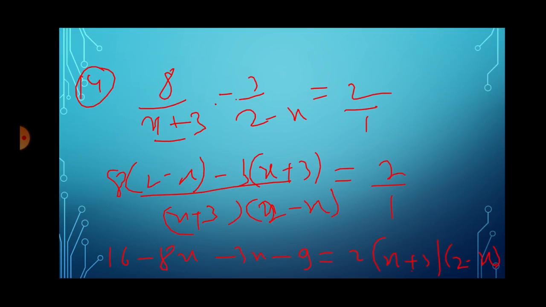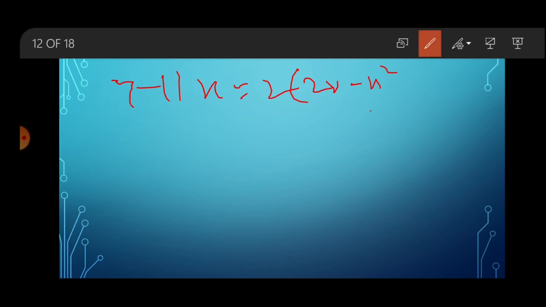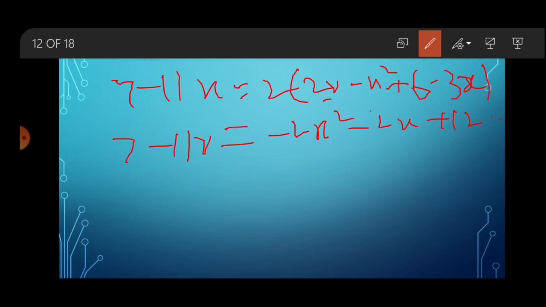Again 3 will be multiplied to 2, so it will become plus 6, and then it will become minus 3x, and here we have 7 minus 11x. So again, now I will multiply by 2 in the bracket. So minus 2x square, 2x minus 3x, so it will become minus x. So minus 2x plus 6 to the 12, and 7 minus 11x.